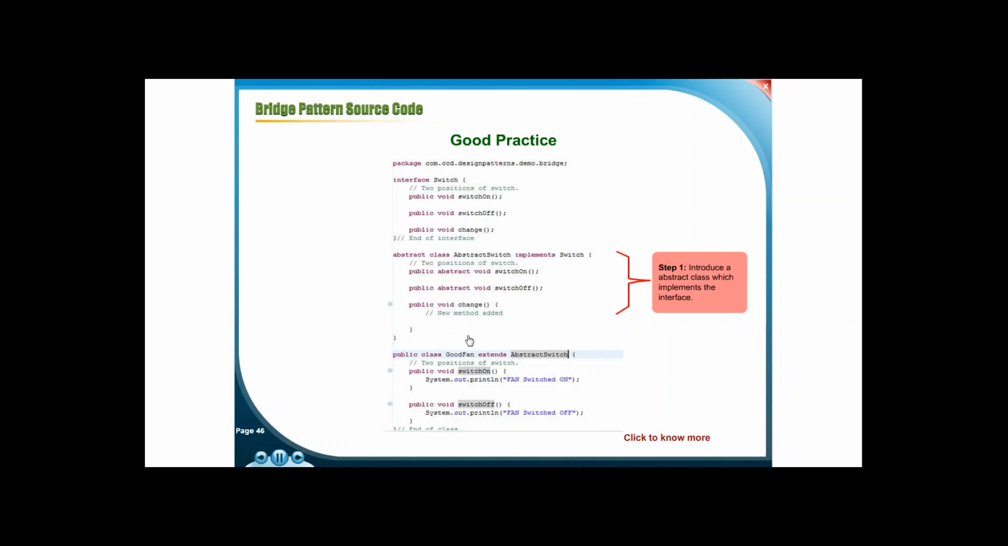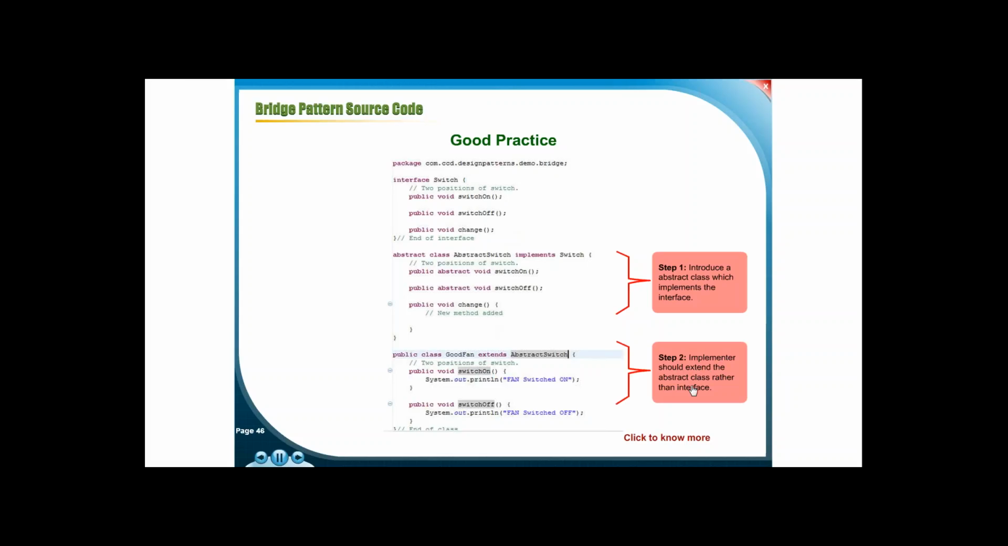So in your Switch interface, if you add a new method now, will your GoodFan class have an impact? I mean to say, will it demand to override that new method? Not necessary, right? Because there is an AbstractSwitch here.